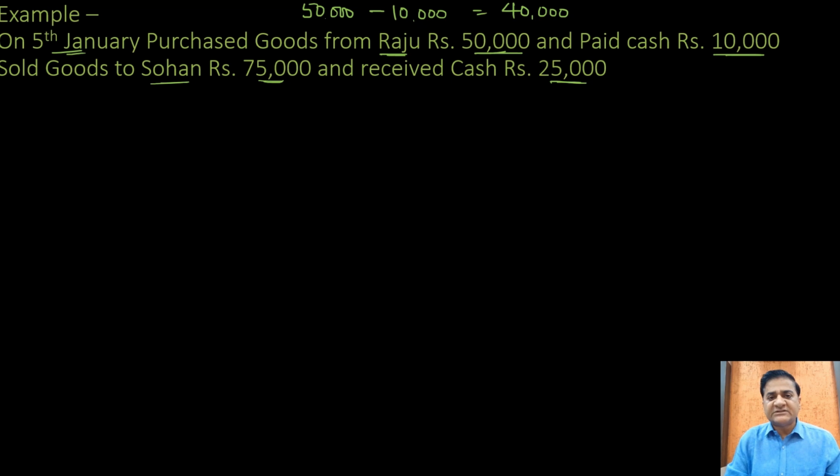Similarly, goods worth 75,000 sold to Sohan, for which we have received cash of 25,000 simultaneously. So again we have two options, either to pass two entries for this, one for purchasing the goods, the other one for paying cash. Similarly, passing two entries for the sales transaction, one for selling the goods and the other one for receiving the cash. Or when we are talking about compound entries, we can pass a single entry for the single transaction involving more than one account. So let's see how.